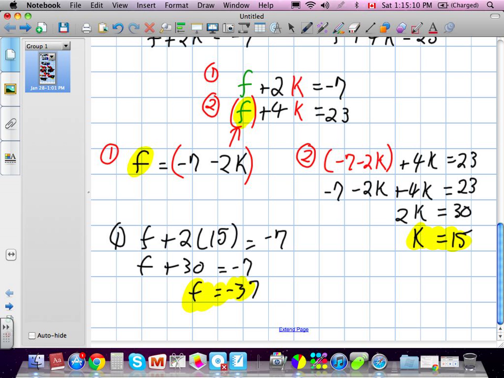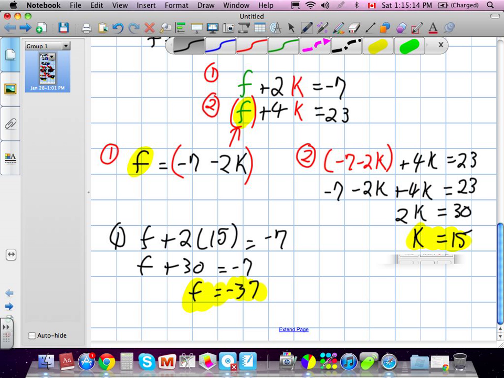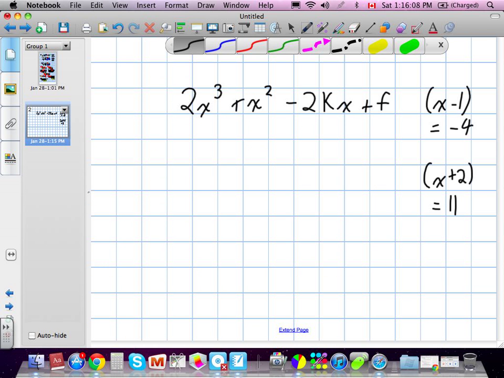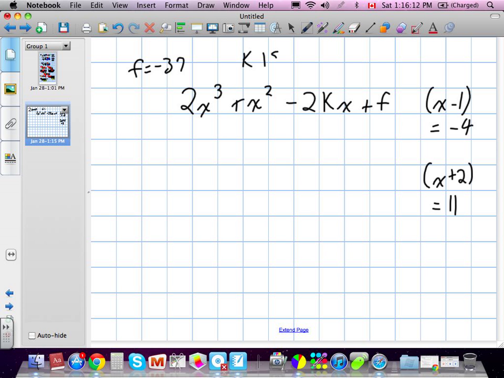Our f value ends up being negative 37, right? So let's go try to make sense of this on the next page. So f is negative 37, k is 15. Okay, so here's a polynomial again, and we discovered that f was negative 37 and our k factor was 15. So we can sub those in.